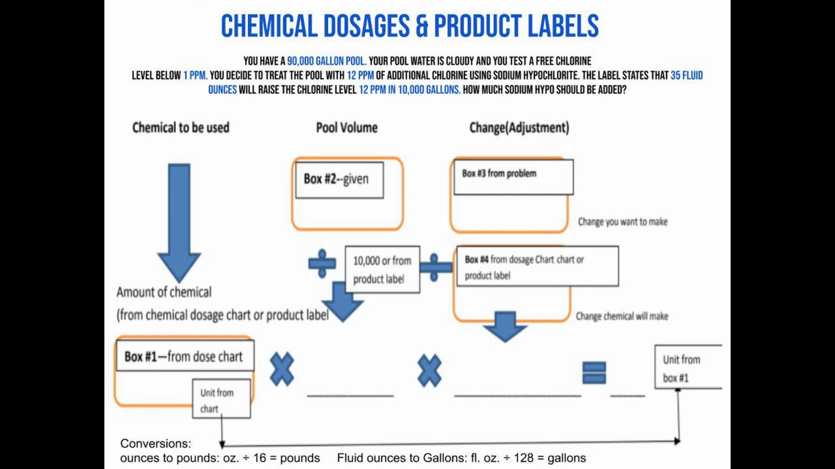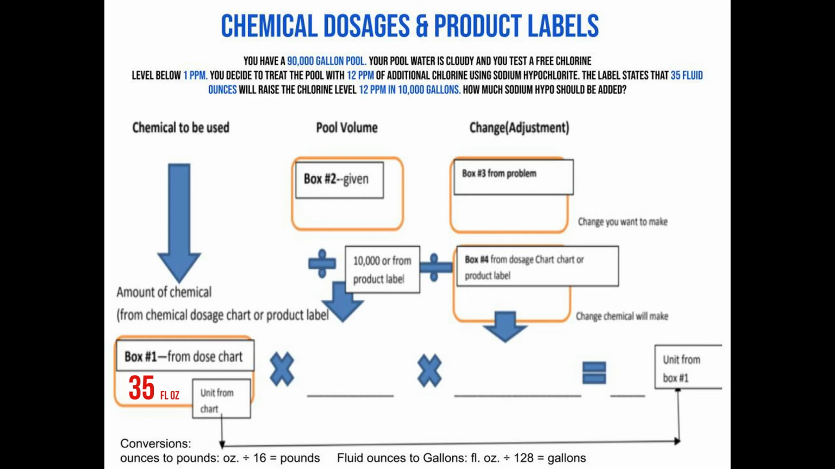The label states, so there's a label right there. The label states that 35 fluid ounces will raise the chlorine level 12 ppm in 10,000 gallons. How much sodium hypochlorite should be added? So again, we have to fill in our chemical adjustment worksheet below and start with box 1. Box 1 always comes from the product label when we have one, and that amount is going to be the 35 fluid ounces. It's going to go right here.